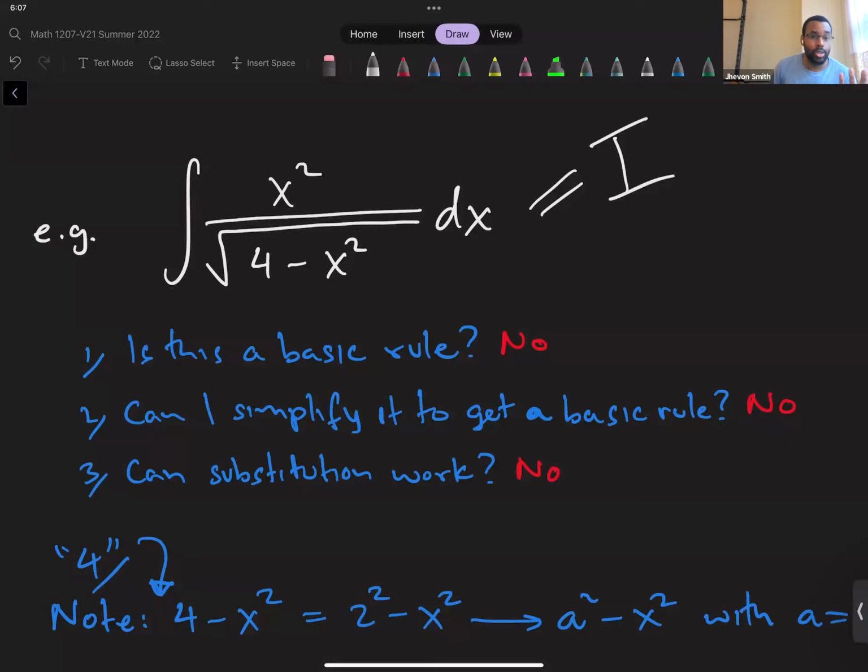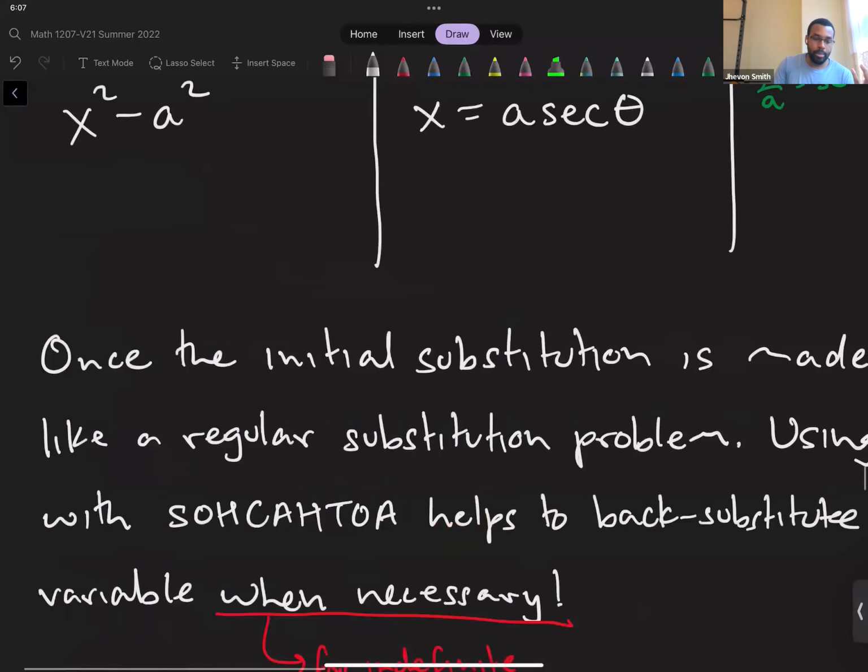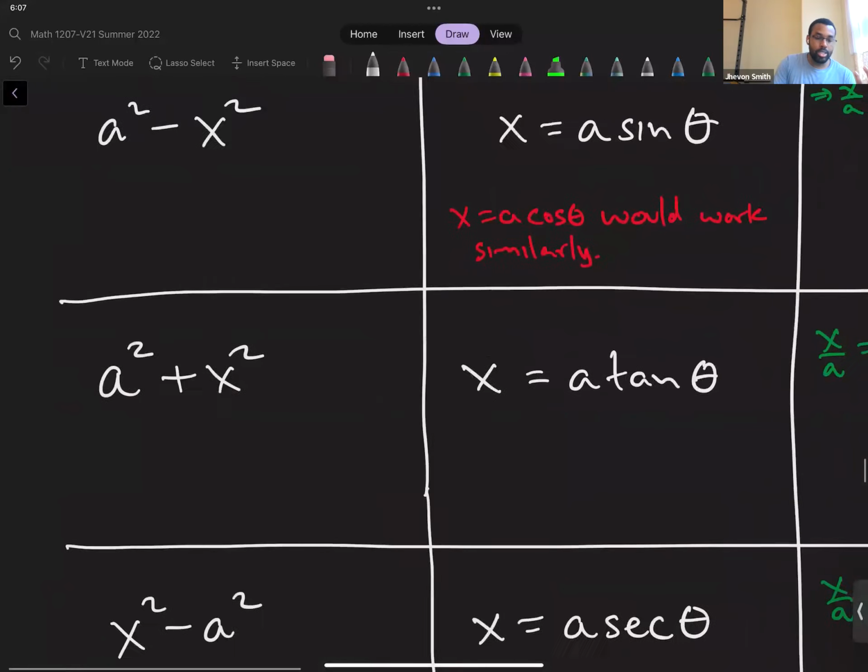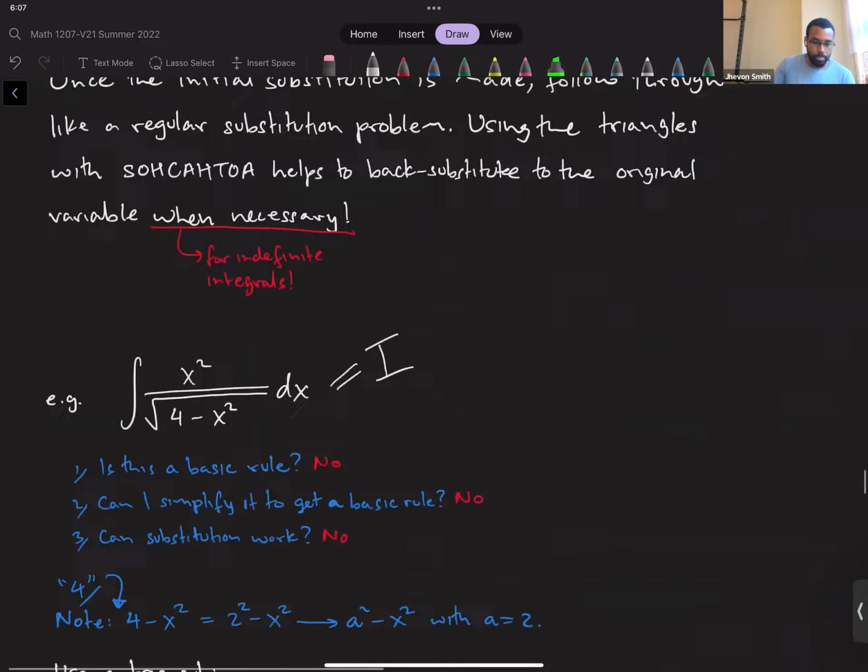Now, in the event that that doesn't work, then you can think about something else like integration by parts or trig substitution. Trig substitution comes into play when one of these expressions is in your integrand, and you've exhausted all other options. Like, it's not a basic rule. You can't really simplify anything. A regular substitution doesn't seem to help. Maybe you even thought of integration by parts for a little bit, but that seems crazy. But then you notice an expression like one of these three expressions here, then you can think about trig substitution.